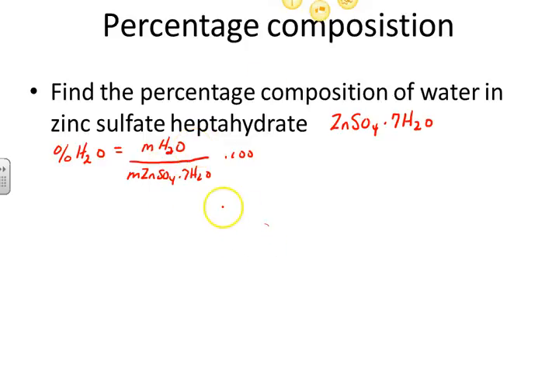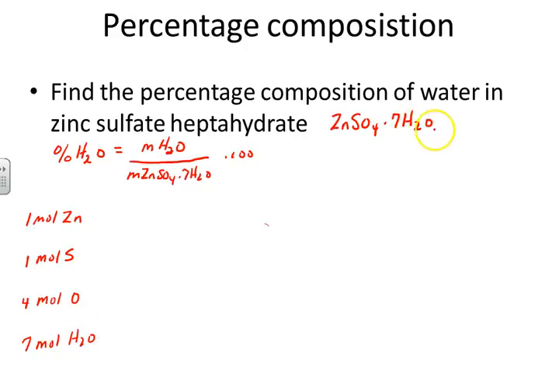So what we have to find is the mass of the entire compound. To do that, we have to add the total masses. And then we have to find the mass of water, which is 7 waters, and then plug in and solve. So let's start by finding the individual masses. We've got 1 mole of zinc. We've got 1 mole of sulfur. We've got 1 mole of oxygen. No, we don't. We have 4 moles of oxygen. And since I want to know water, I'm going to say I've got 7 moles of H2O, rather than breaking it apart into hydrogen and oxygen. The 7 is, of course, the coefficient.